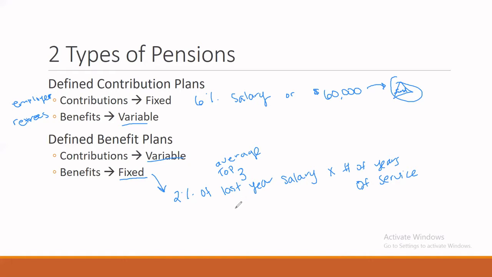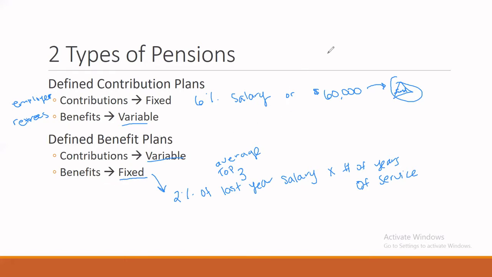Mortality rates, right? And so even before they retire, how long are they going to be here? Are they going to last in the company? Are they going to quit? Are they going to get fired before they're retired? So there are a lot of variables that go into figuring out how much the employer has to contribute into the pension fund in order to make sure there's enough money for all the benefits for the retirees to be fixed.